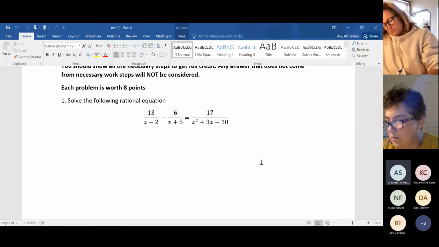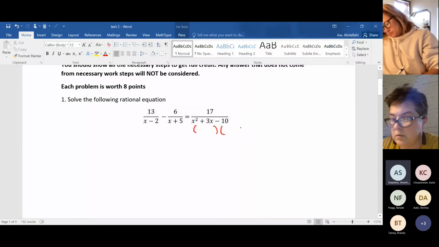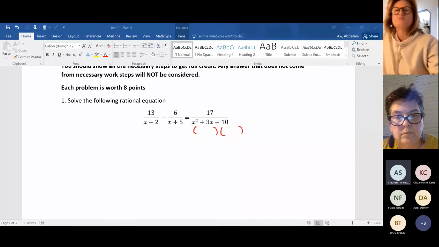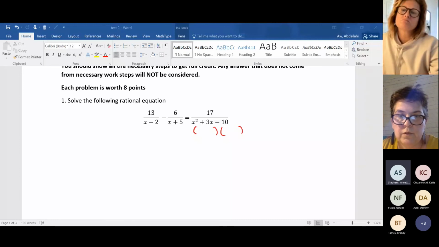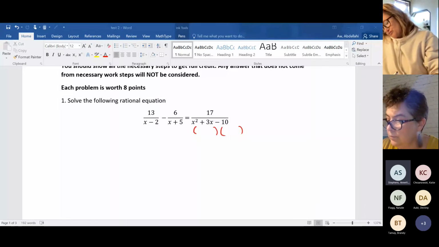But first we need to find the LCD, right? And to find the LCD, we need to factor every denominator that needs to be factored, right? Okay, this one needs to be factored. And remember we said this one is likely to be what? Is likely to be the combination of the other ones, right? But we need to check it out.